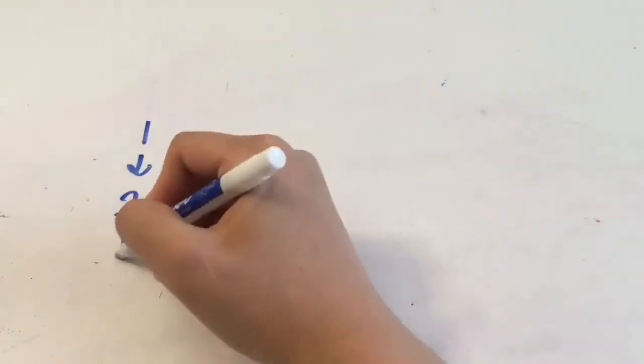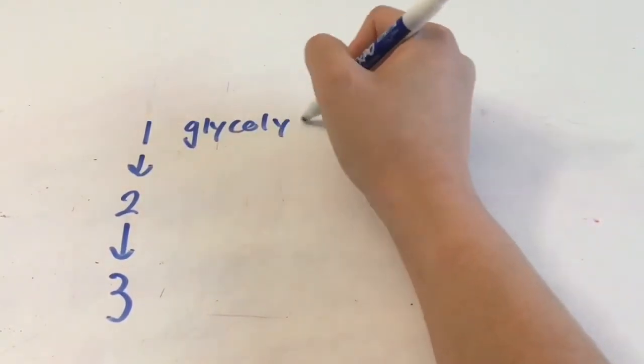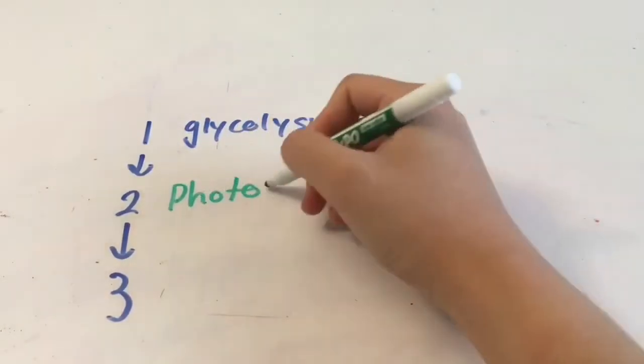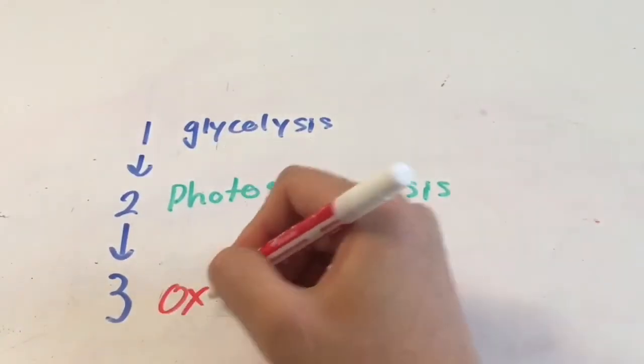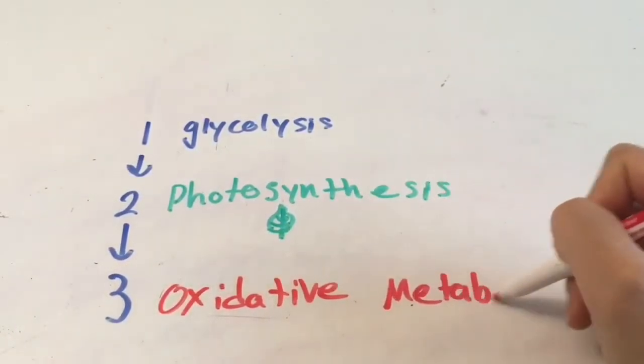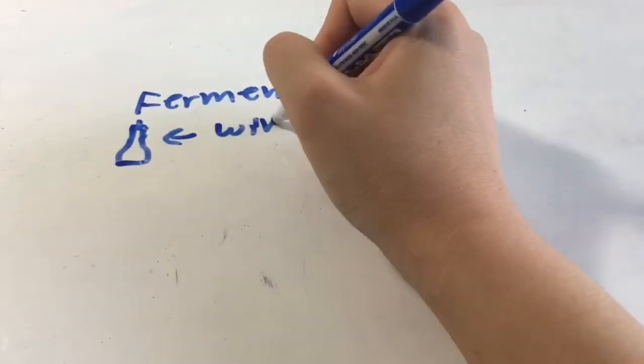Now that we have a better idea of energy currency, let's talk about processes for creating energy currency. It is theorized that metabolic pathways for ATP evolved through three stages: glycolysis, photosynthesis, and oxidative metabolism. The first metabolic process of creating ATP was fermentation, or glycolysis, discovered by Louis Pasteur and Gustav Embden.